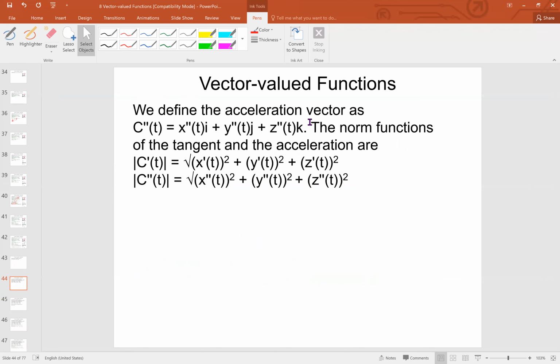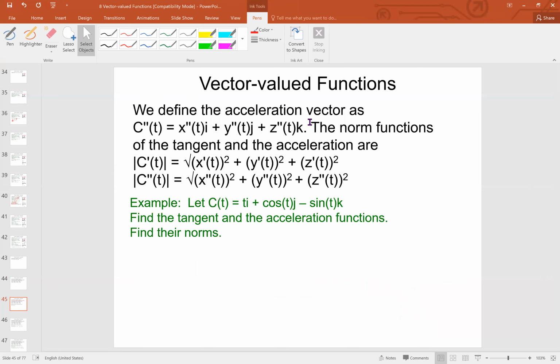We can define accelerations, second derivatives, and we can define the speed, the velocity, the norm, the appropriate absolute value, or the norm of the C prime and the C double prime, the accelerations. And here is an example.